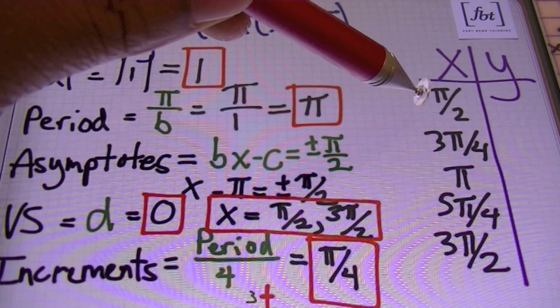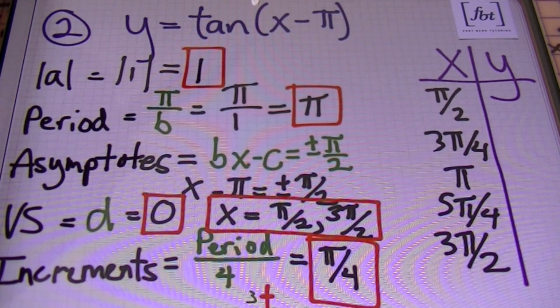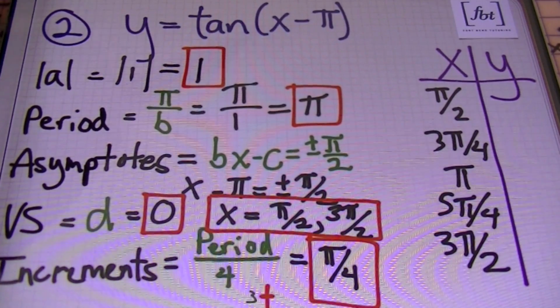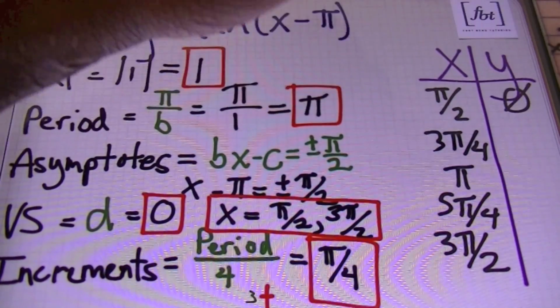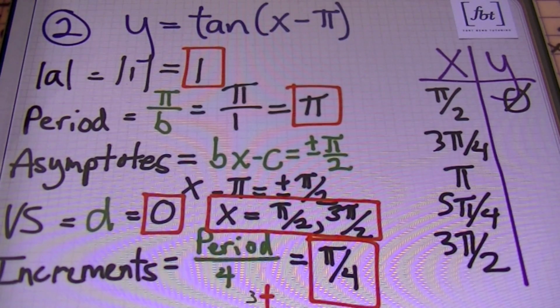From there, we're going to plug in pi over 2 into the original equation. So plugging in pi over 2 for x, I have pi over 2 minus pi. That's going to give me a value of negative pi over 2. And at negative pi over 2, which is the same thing as 270 degrees, your tan value is going to be undefined. So that's going to be the y value for pi over 2.